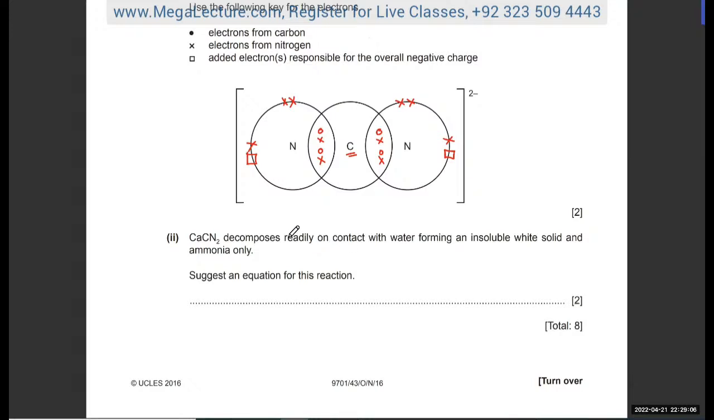And it readily decomposes with water to form an insoluble white solid and ammonia. So CaCN2, when it comes into contact with water, it's going to form a white solid, which is, what is that white solid? And ammonia gas only. Calcium carbonate.